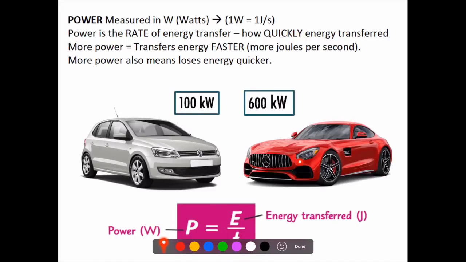Now, look at these two cars. This one has 600 kilowatt power, whereas this one has 100 kilowatts. So this one can transfer more energy in the same amount of time as this one can. Now, if the car can transfer more energy, again, it means it will be faster.